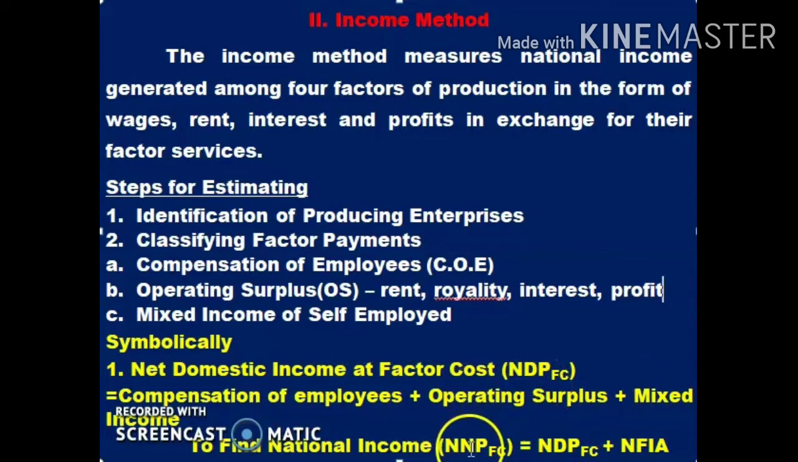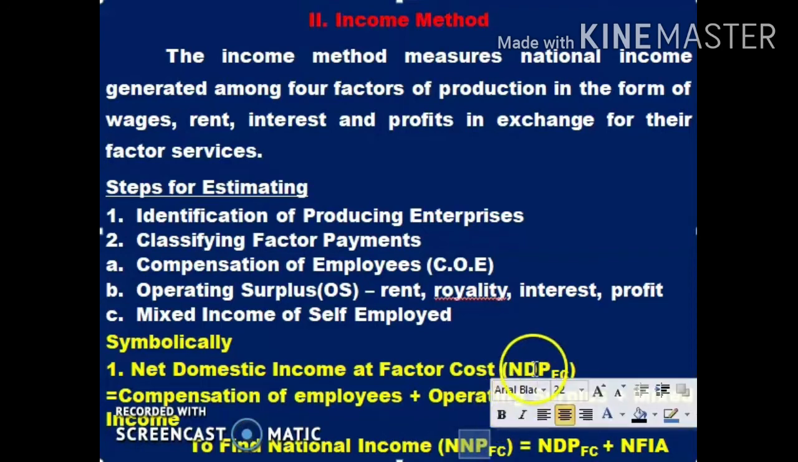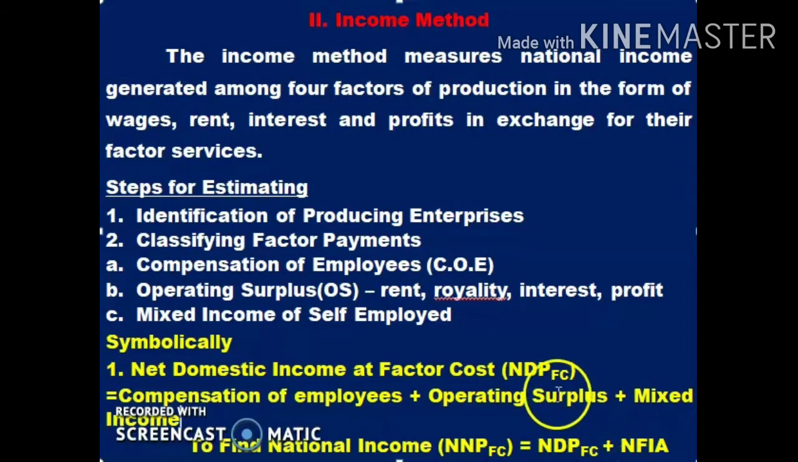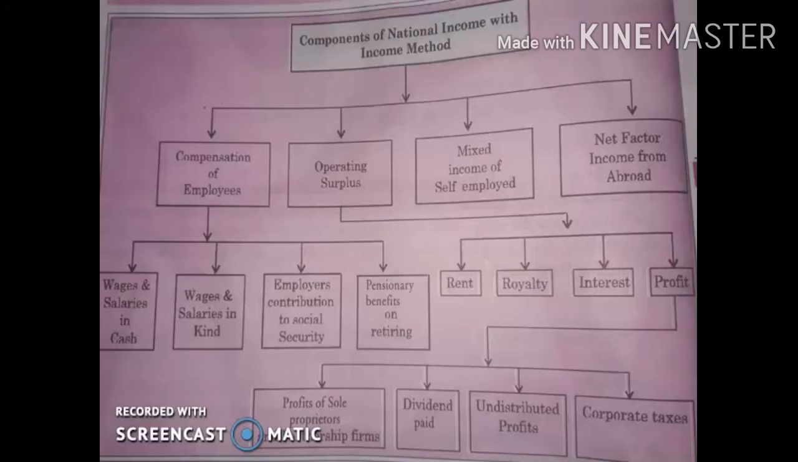Then how will you convert it to national income? What is the notation of national income? NNP FC. You can see that this N and this N are the same, so there is no change. You only have to change DP to NP, that is domestic product to national product. How will you change it? Plus NFI. Factor cost and factor cost are both the same, so no change is there. Only this much is to be changed here. So just see one chart.